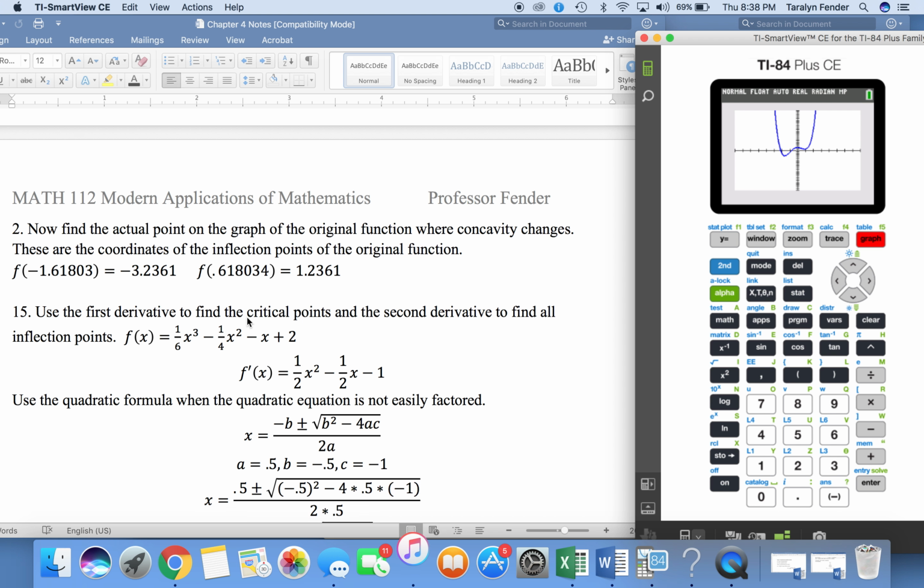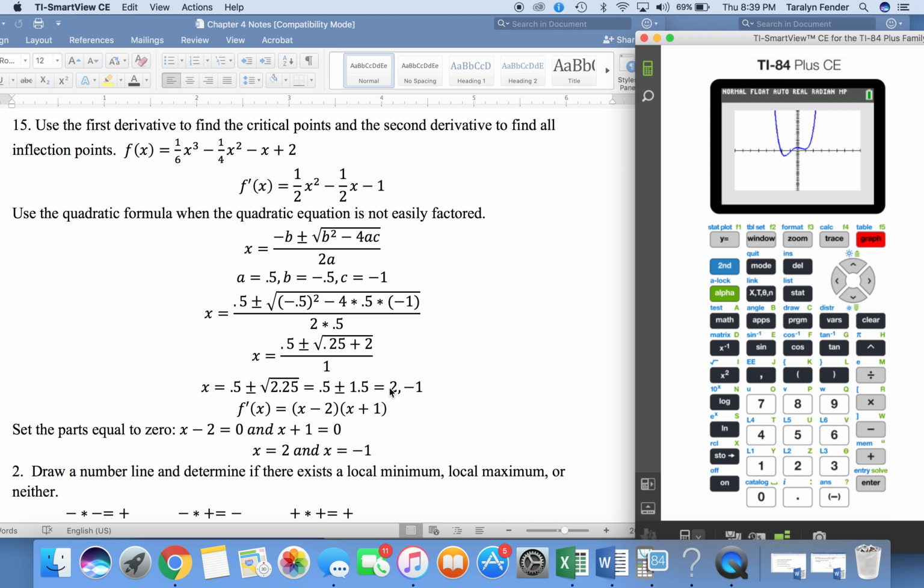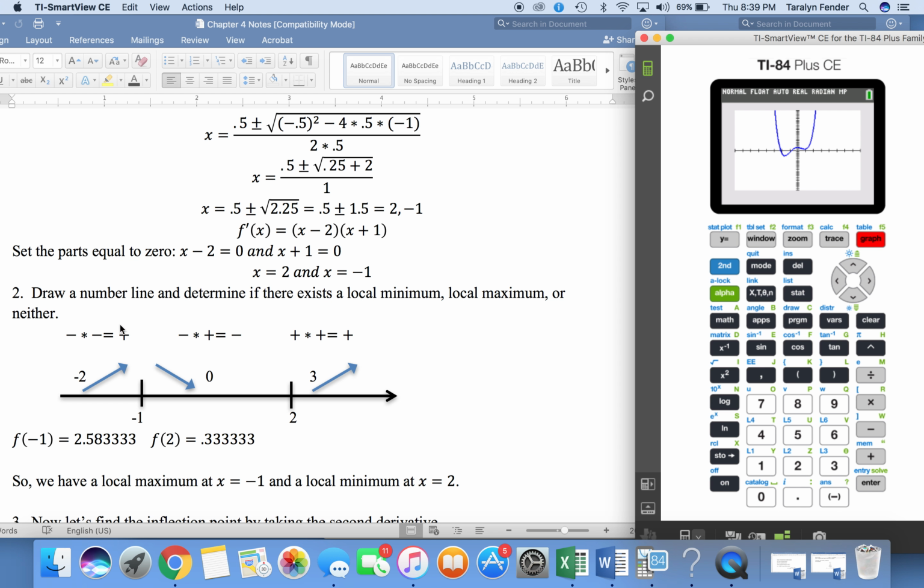Use the first derivative to find the critical points, and the second derivative to find all inflection points. Okay, so the first thing we'll do is find the first derivative, and then use quadratic to find the points. And here we have 2 and negative 1 are our critical points. And draw a number line just like we did earlier to find the local max or min. In this case, if we use negative 2, which is to the left of negative 1, negative 2 minus 2 is a negative, negative 2 plus 1 is a negative, so a negative times a negative equals a positive.